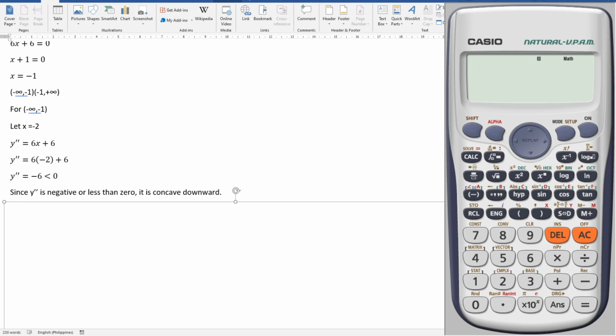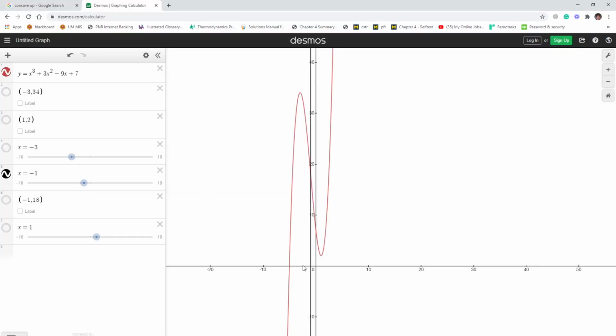So from that interval, in that interval, your function could be concave downwards. So umani siya ato ang interval from negative infinity to negative 1 and then negative 1 to, so makita nato diri nga concave downward siya yung function.